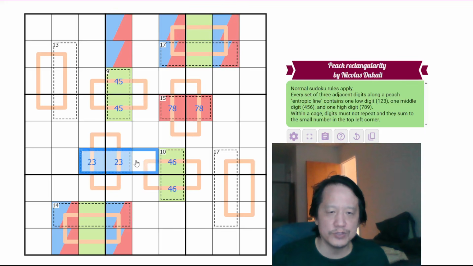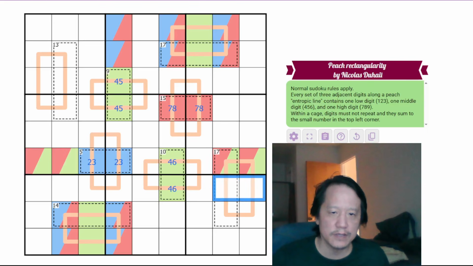We have 2 blues here. We have 1 guaranteed blue here, which means this can't be blue. This is a green-red pair. And this must be a green-red pair. That leaves these as blue, and this is green-red.